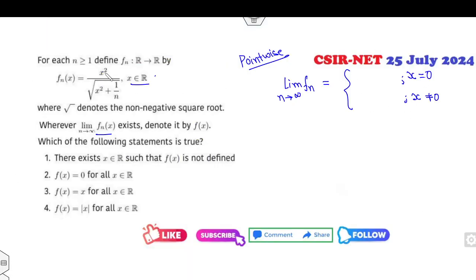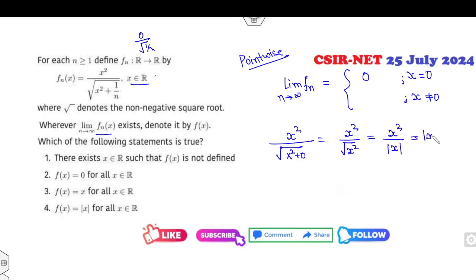If x is equal to 0, what will happen? 0 over 1 over n, that is 0. If x is non-zero, what is the limit of this? x square divided by x square plus 0. That will be x square over the square root of x square, that means x square over mod x. That will be mod x. Fine. And clearly it is 0 for all x.